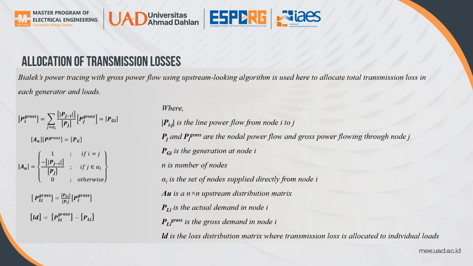As transmission losses are significant in distribution systems with constant power loads having local sharing arrangements, loss allocation between loads and generators is necessary. This has been implemented using Bialek's method of electricity tracing using an upstream looking algorithm. Mathematical equations used for the same have been given below.